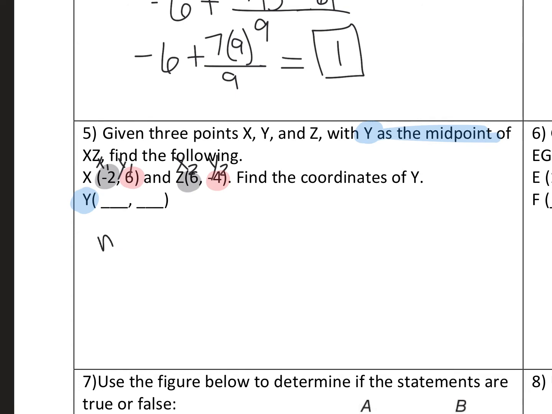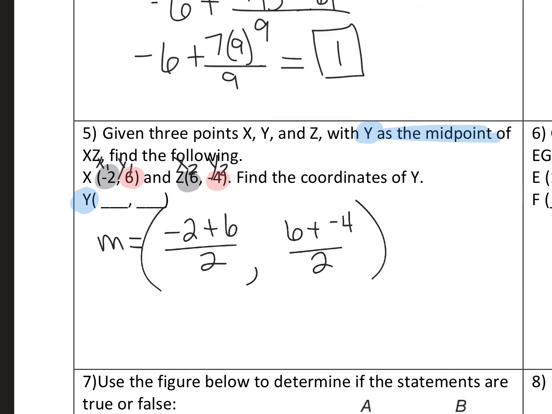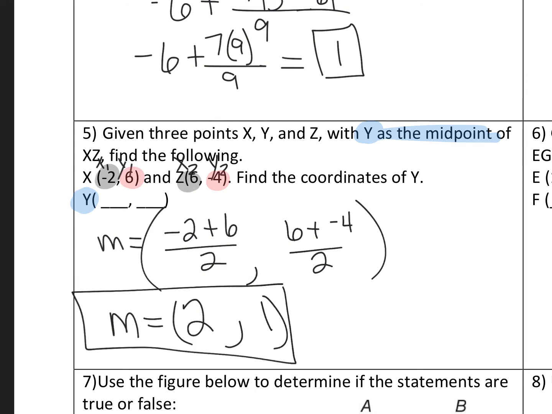So for our x's, we have negative 2 plus 6 over 2. And for the y value, we have 6 plus negative 4 over 2. The midpoint is equal to 2 and 1. And I would graph a little, if you need to, just to help you make sure that you're approximately in the middle. If it looks like you're in the middle, then you should be doing okay.